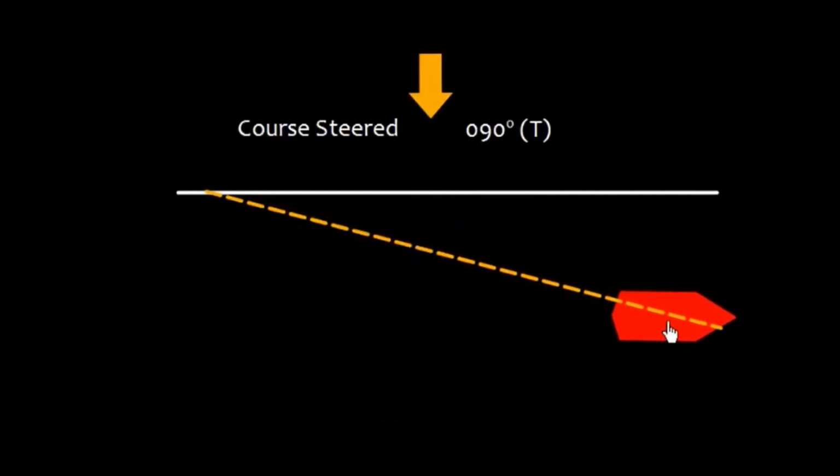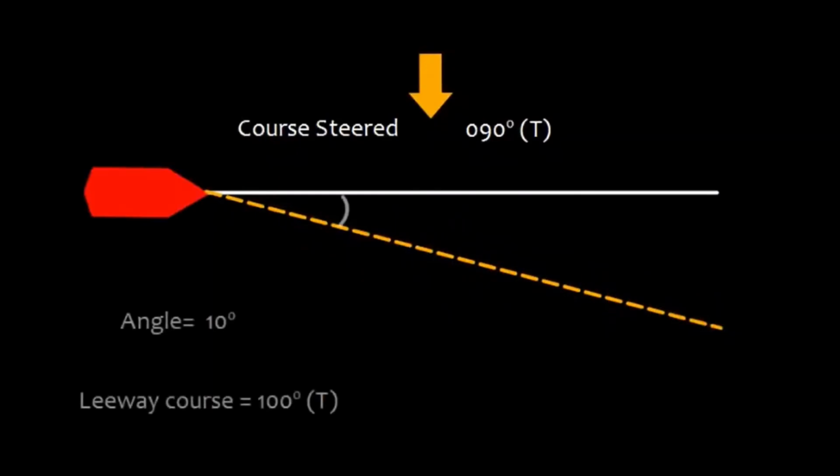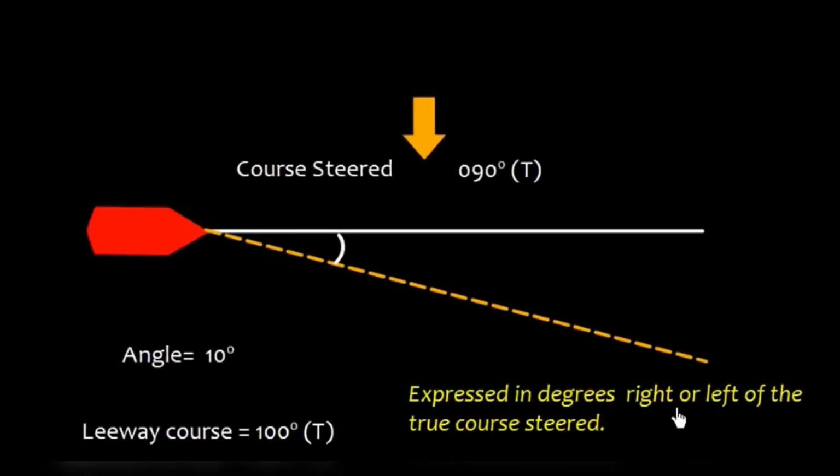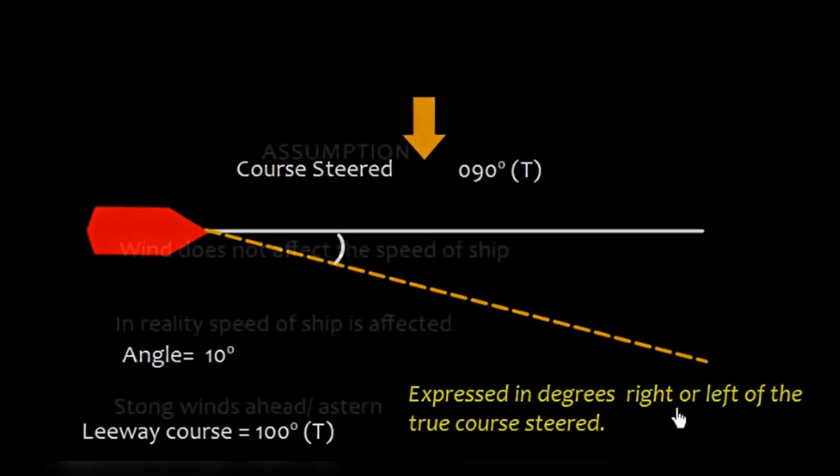Vessel will be pushed bodily like this. Now we can say that there will be some angle, say 10 degree. So we can say the leeway course is not 090 degree true, but it is 100 degree true. That is the leeway course. So the leeway angle is expressed in degrees left or right of the true course steered.